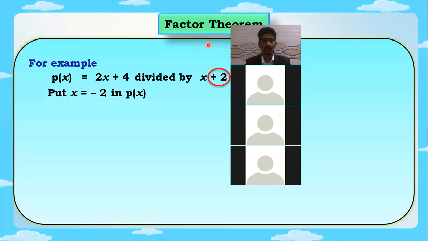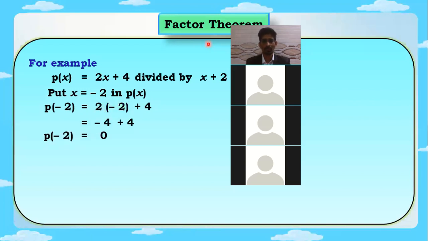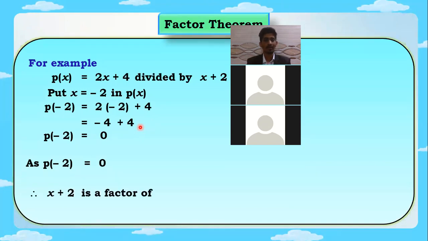So just solve it like the previous question. In place of x, wherever there is x, we are going to write -2. The 2 into -2 plus 4. 2 into -2 is -4 plus 4, and the answer comes to 0. Now students, if you get the answer as 0, then only we can say that the divisor x+2 is a factor of the given polynomial.